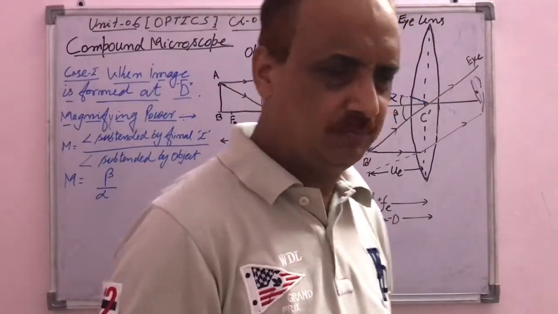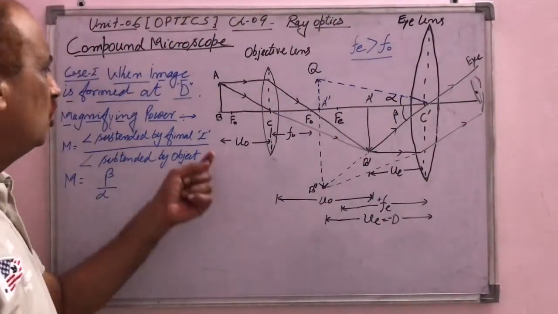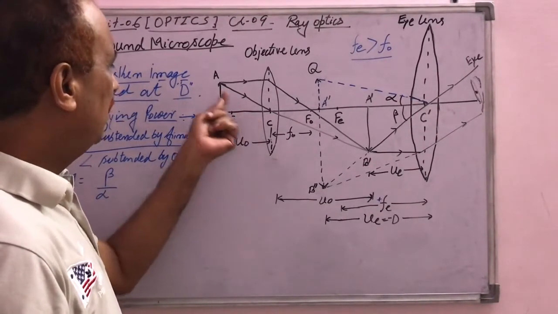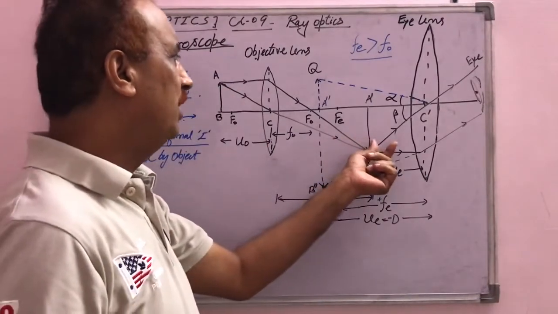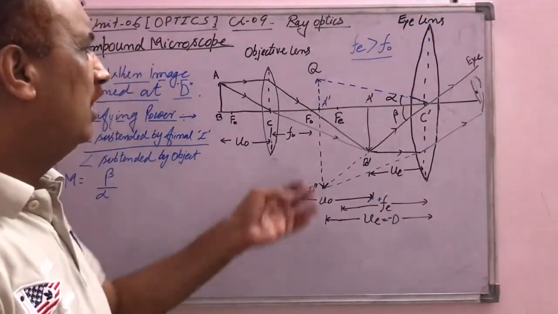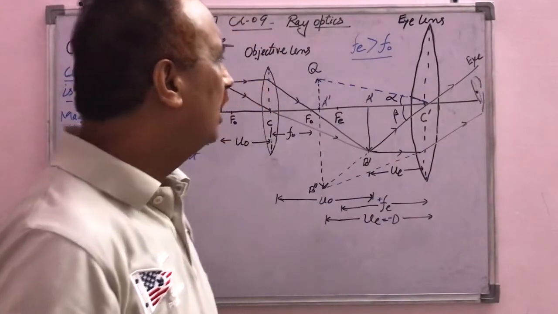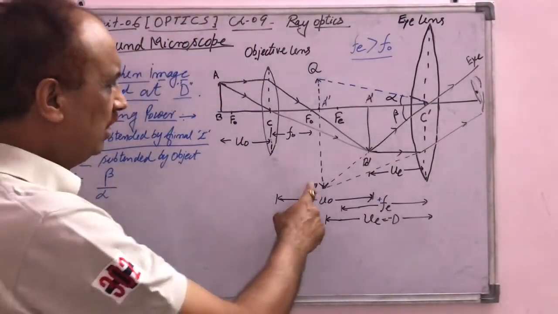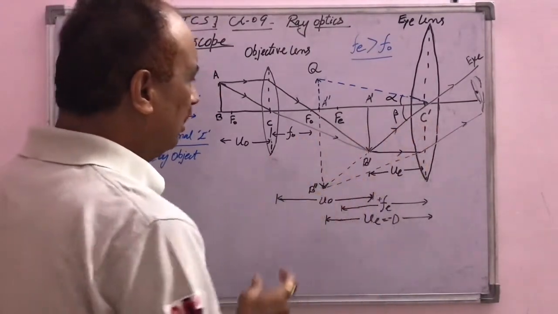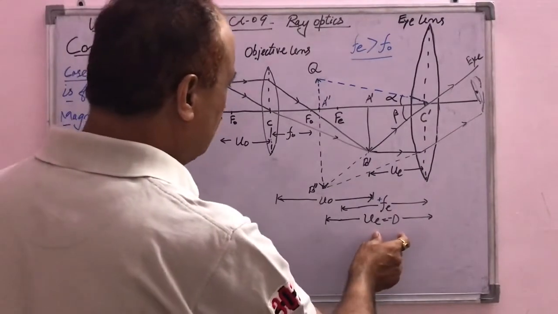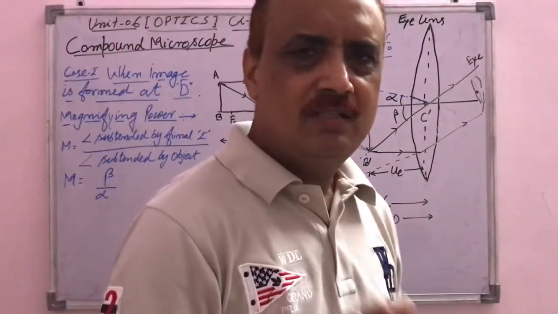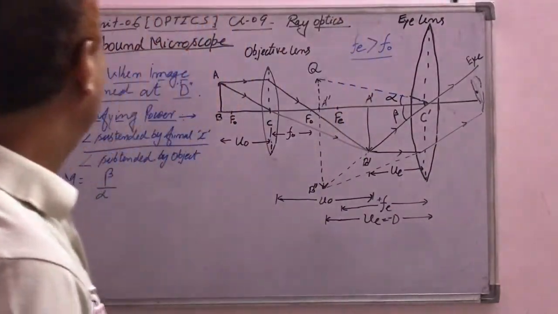Now what is the principle of that? The principle is, if any object is placed near the focal length of the objective lens, then its image is formed between F and 2F, and that image, which is real, inverted and magnified, acts as an object for the eye lens, and the final image A double dash B double dash is formed between the objective lens and the eye lens at the least distance of distinct vision, after adjusting the distance between the objective lens and the eye lens. So this is the principle of the compound microscope.